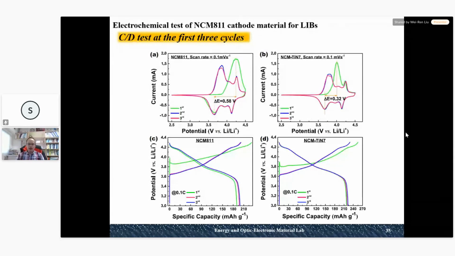Also, we can see at 0.1 C charge and discharge at the first cycle for the pristine 811, the capacity is only 200 milliamp hour per gram. But after the titanium nitride coating for 7 minutes, the capacity increased to 220 milliamp hour per gram, and the stability is also quite good compared to the pristine.